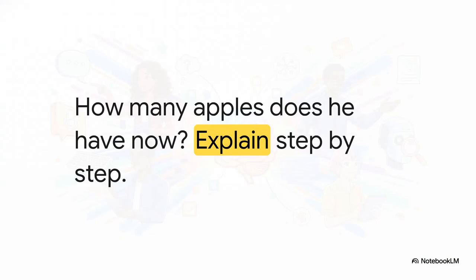Consider this classic word problem. A shopkeeper had 20 apples. He sold 8 and bought 5 more. How many apples does he have now? Now focus intently on the final sentence we tack on to the end of that. This is the absolute game changer. Explain step by step. Those 4 little words literally rewire how the AI processes the entire prompt.